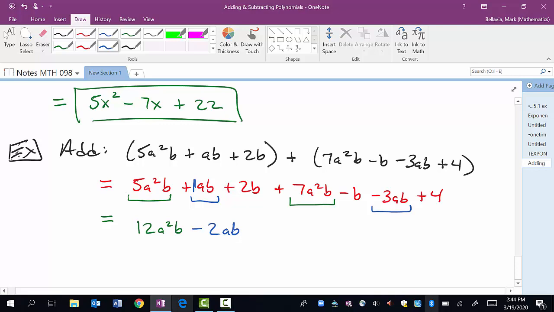We've got a plus 2b, and that combines with a negative b. So 2b minus b will be a positive. Remember, there's really a 1 here, so 2 minus 1 is positive 1b, or just positive b. And then lastly, that plus 4 is just a constant on the end. Keeping in mind, none of these combine here because they aren't like terms. Like terms have to have the exact same variables to the exact same powers, and we don't have that with any of these. So you're going to leave that just as is.